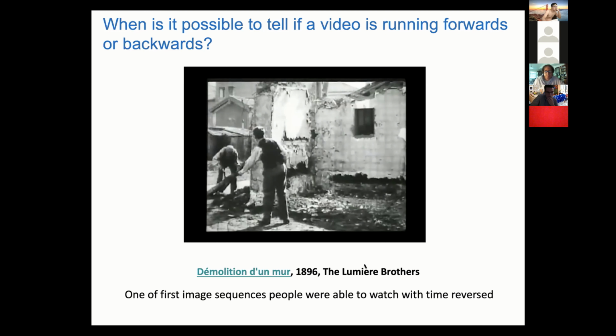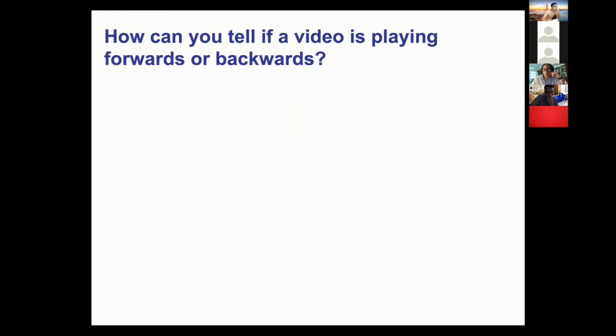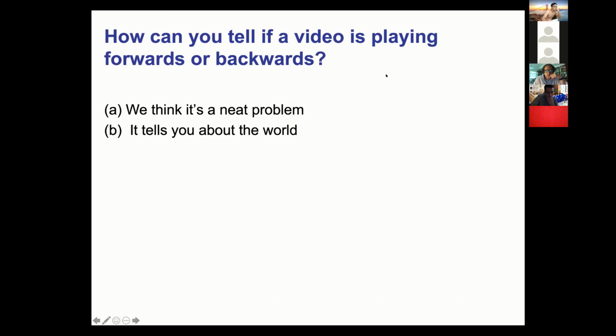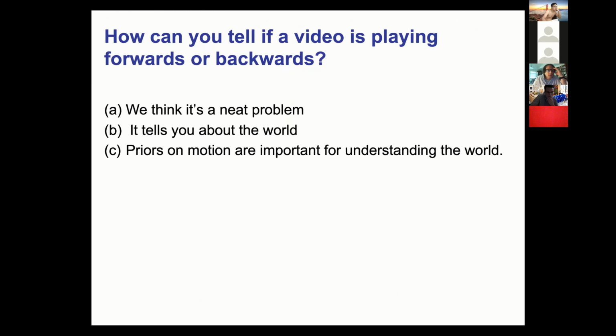So first of all, why do we care about this question? First of all, we just think it's a neat problem. What is it about a motion that tells you it's going the wrong way? And when can you tell that it's going the wrong way, and when can you not? It tells you about the visual world that we live in. It forces you to think about the process for motion, how humans move. What is it about human motion that lets you see it looks wrong when it's reversed?